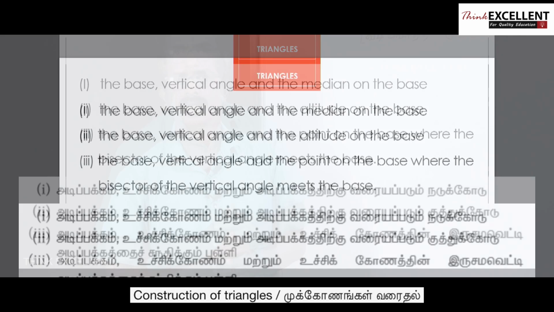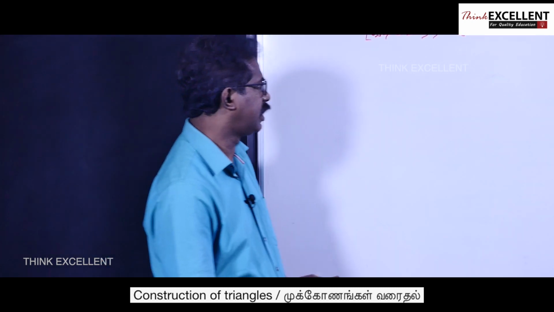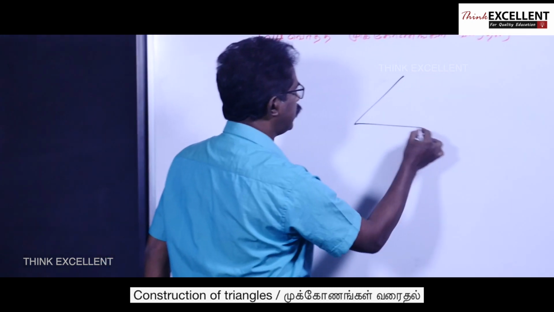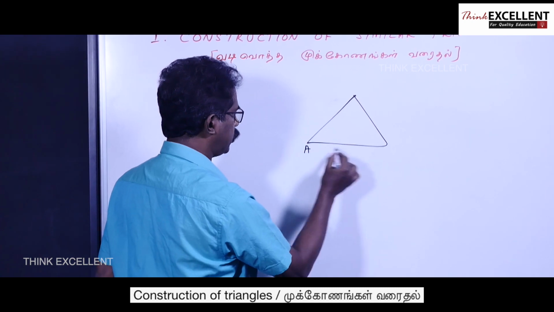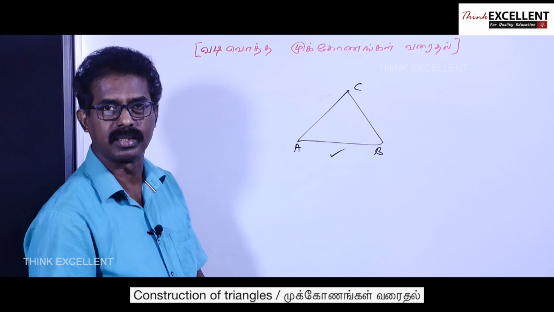இப்படி மூணு கேஸ் இருக்குது. So I am going to explain all the three. Then for each type I will teach one question. Okay. So in all the three cases, what is given here? In all the three cases, base is given. Suppose ABC is the triangle. Base will be given in all the three cases.